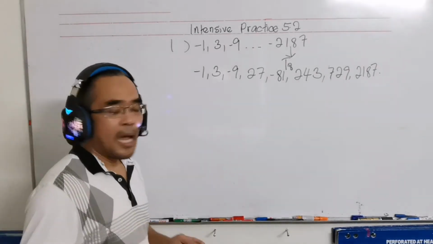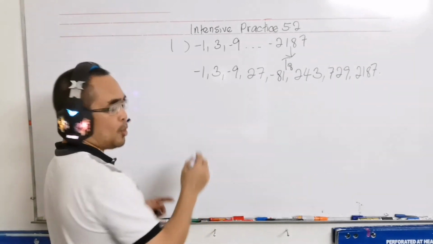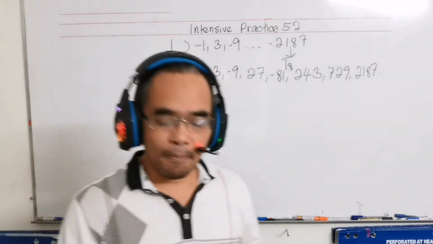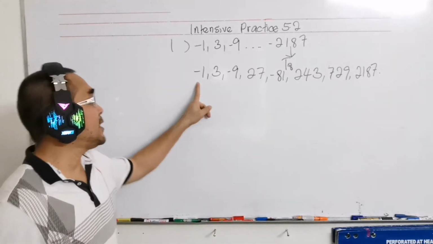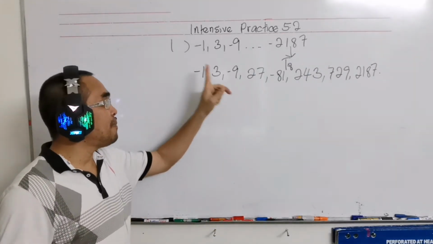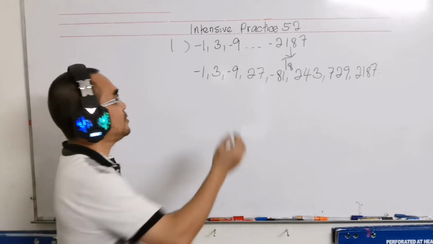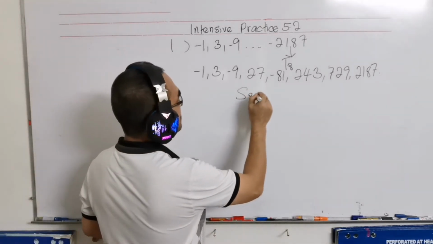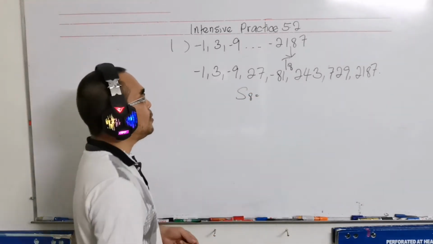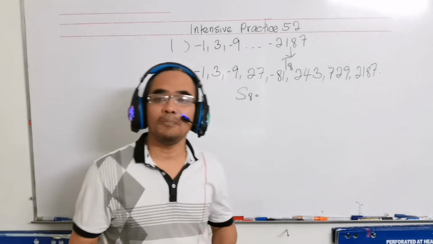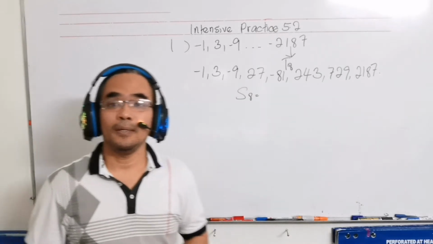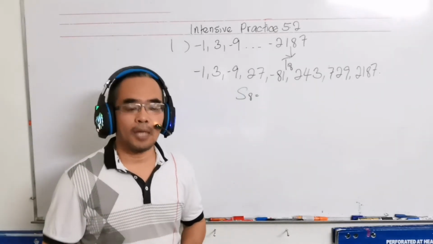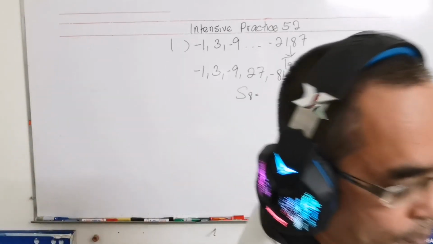Okay, so we need to know the sum of all the terms. You may do it manually: negative 1 plus 3 plus negative 9 plus. So the sum of the 8 terms is 1. But the purpose here, I'm not going to do it manually. We are going to calculate using the formula.